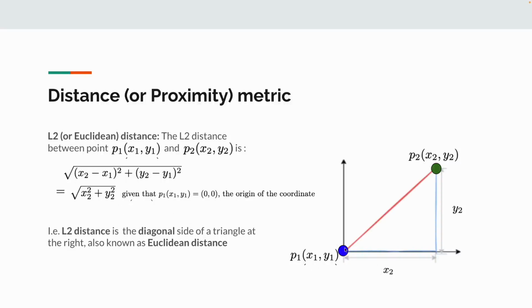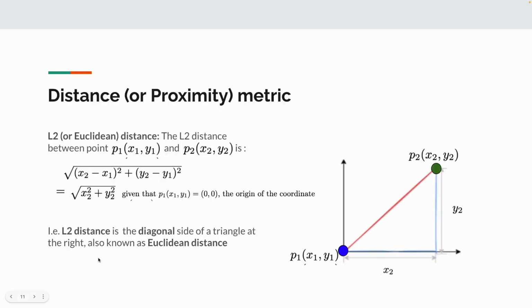As this point is actually at 0, 0 location, we can just say that for these 2 points, given points, this L2 distance is just the x2 square plus y2 square, then square root. Okay. So the Euclidean distance is also known as L2 distance.